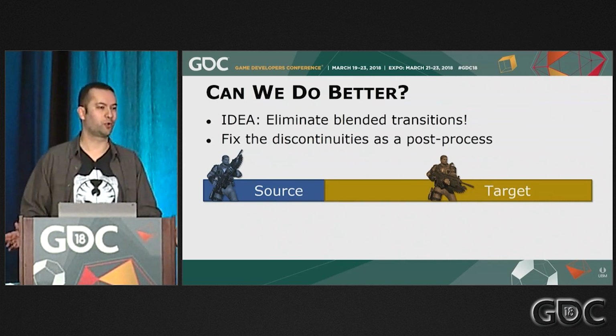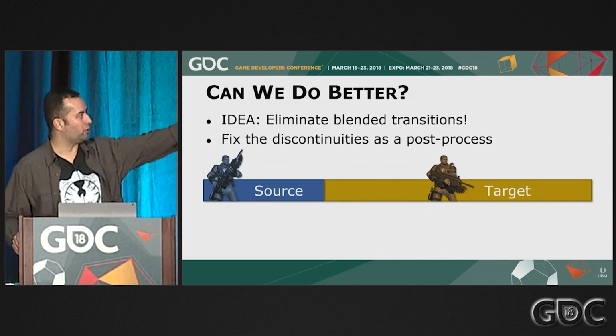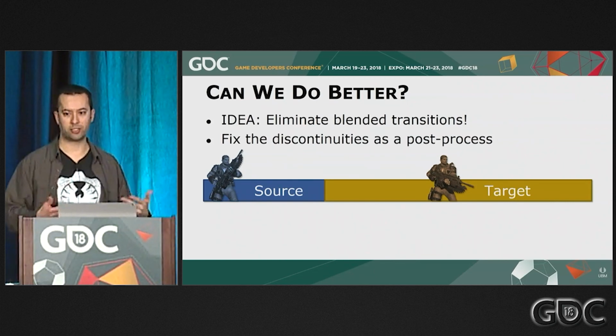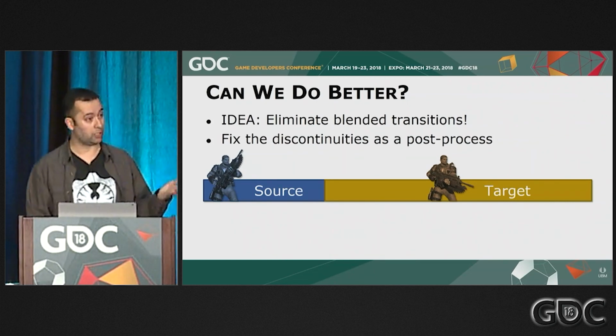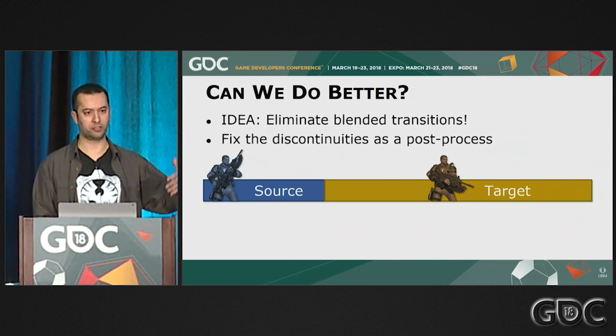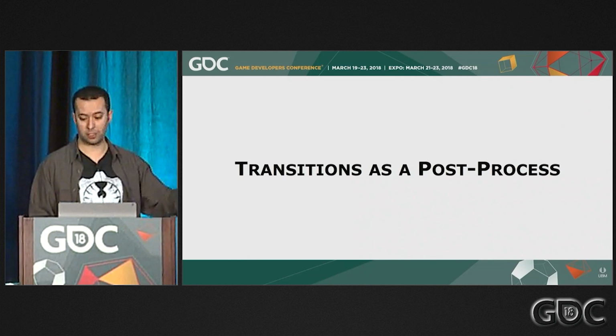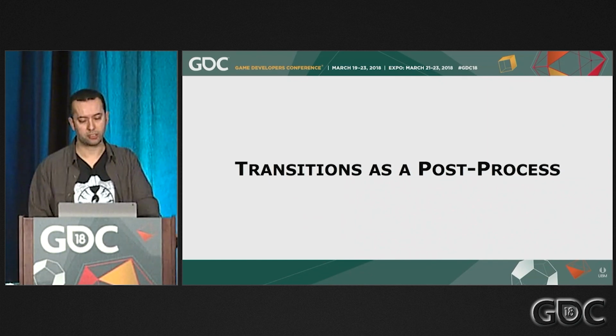Everything's great, except, of course, we still have all these discontinuities. So at the moment where we transition from the source to the target, we're going to have this big pose mismatch, and that's obviously not acceptable. But the idea then is, can we fix these discontinuities as some kind of magical post-process? So that's what we're talking about: transitions as a post-process. So let's make this a little bit more specific.